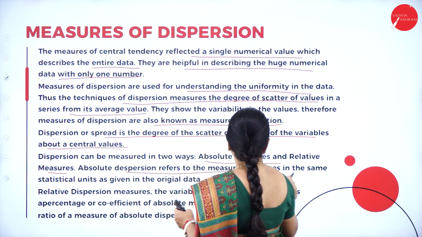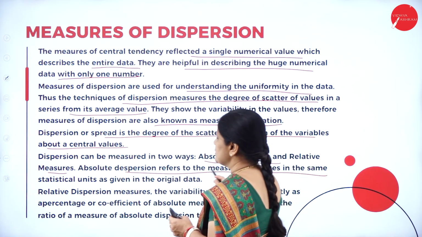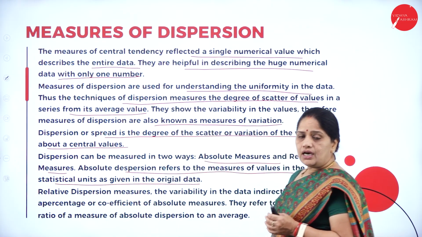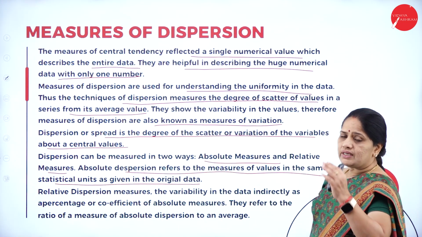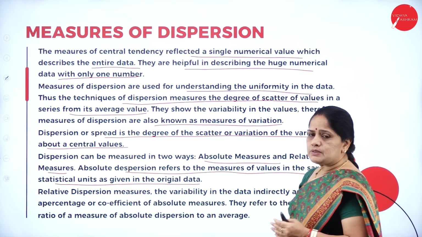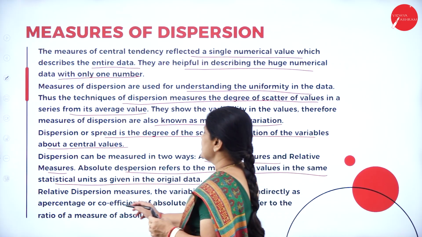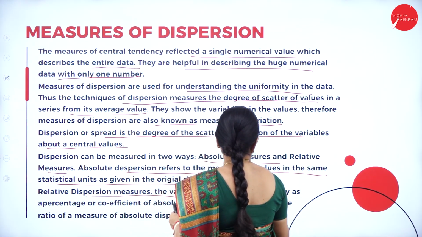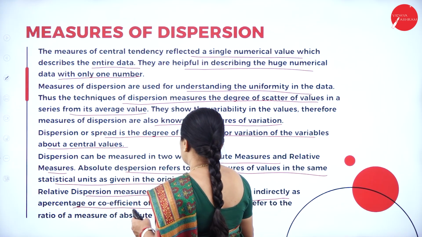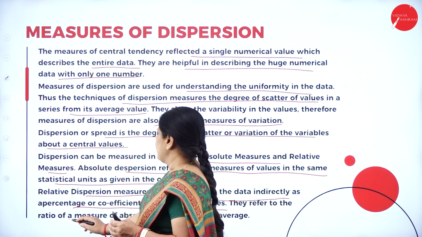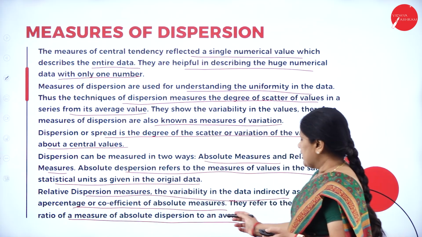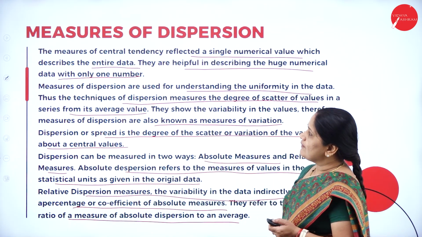Absolute dispersion refers to the measure of values in the same statistical units as given in the original data. So whatever the units are given in the original data, the absolute dispersion will have the same units, whereas the relative dispersion measures the variability indirectly as a percentage or a coefficient of values. So they refer to a ratio of the measure of absolute dispersion to an average.